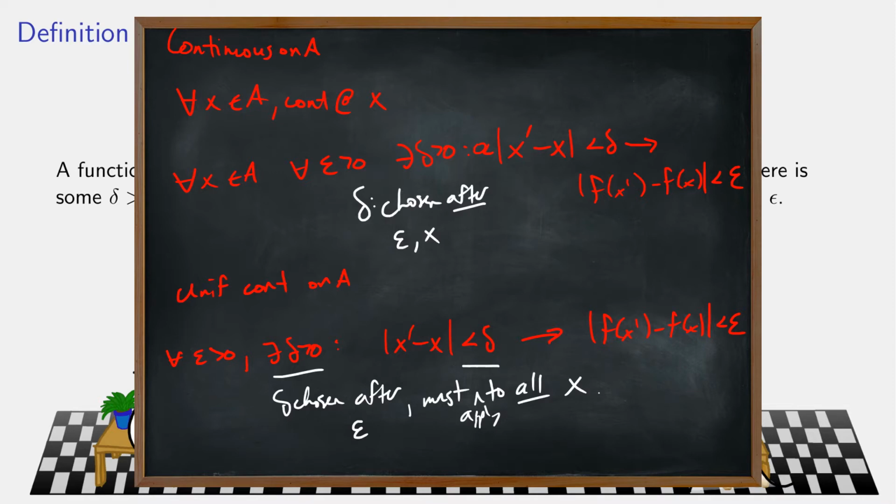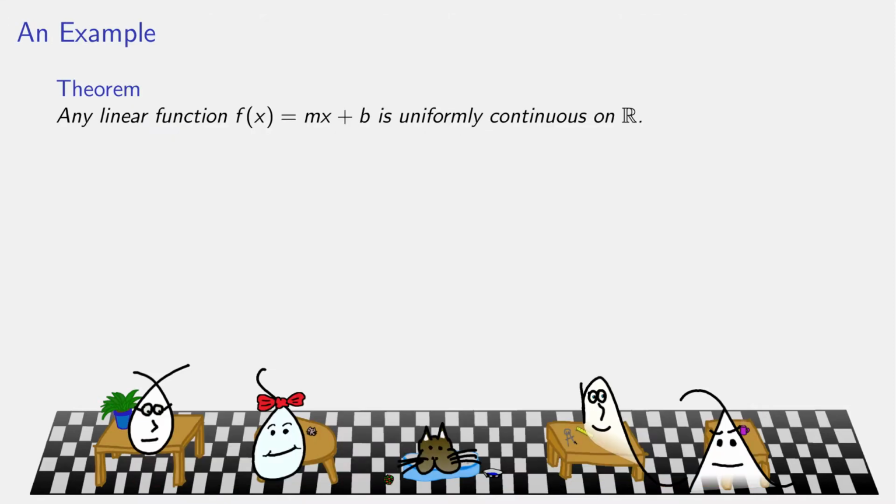That's the distinction. Continuous on a set means for every point and epsilon, you must be able to choose a delta. Uniform continuity on the set says for any epsilon, there is one delta that will work everywhere. Let's hack through this definition with a straightforward example to begin with.